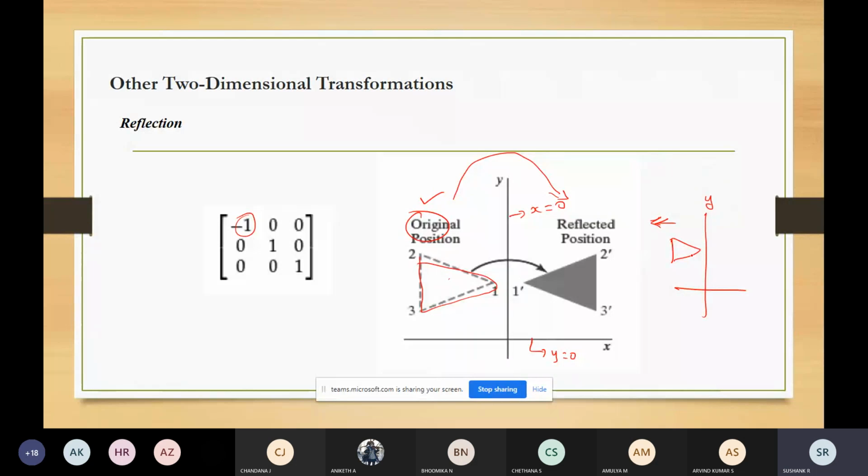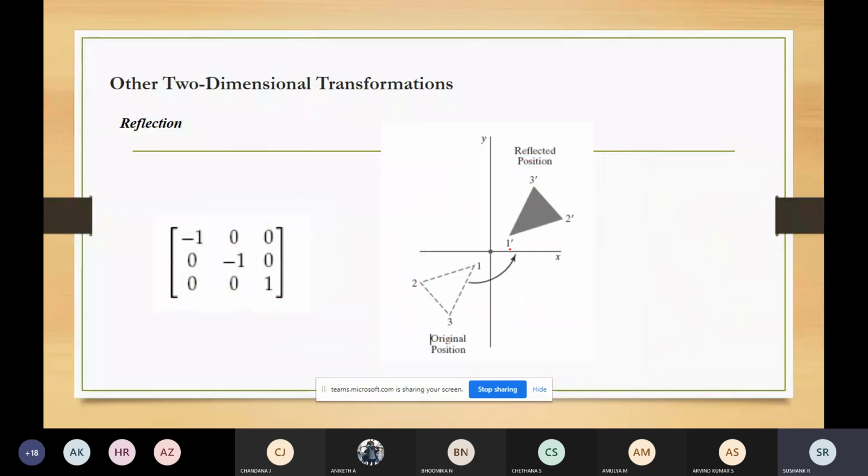If you want to get the reflection of this, the corresponding matrix will be -1 0 1, like this. Whatever value is there, you just need to get the opposite of that. The object is on the left hand side, and you want to shift it to the right hand side. If you just pass this transformation matrix, you will get this result. Again you want to get the matrix in this form.